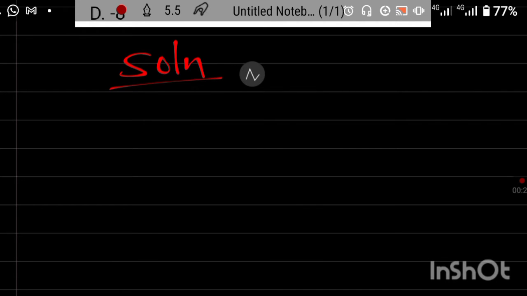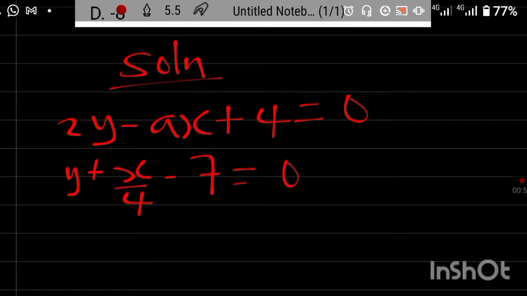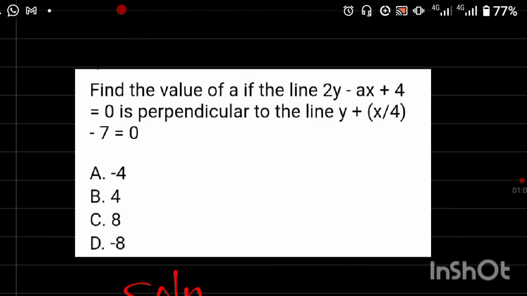Solution. Let's write out the two equations given. I have 2y minus ax plus 4 is equal to 0 and y plus x over 4 minus 7 is equal to 0. These are two equations, but the question says that find the value of A.